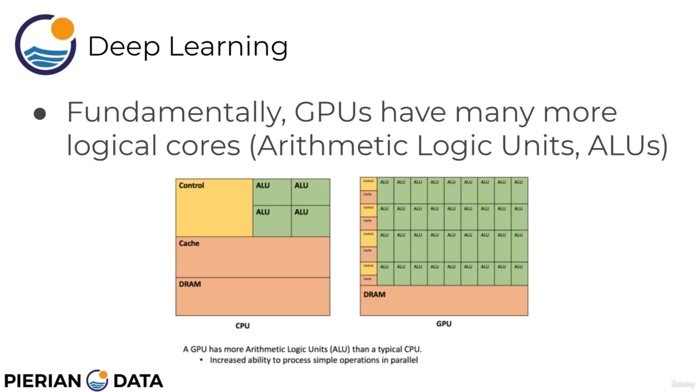So here we can see a CPU versus a GPU. And again, typically the GPUs are going to have a lot more of these ALUs than a CPU would have. So the GPU allows for an increased ability to process simple operations in parallel.